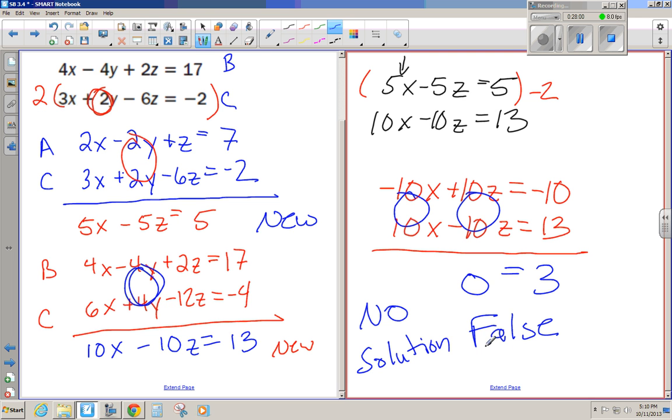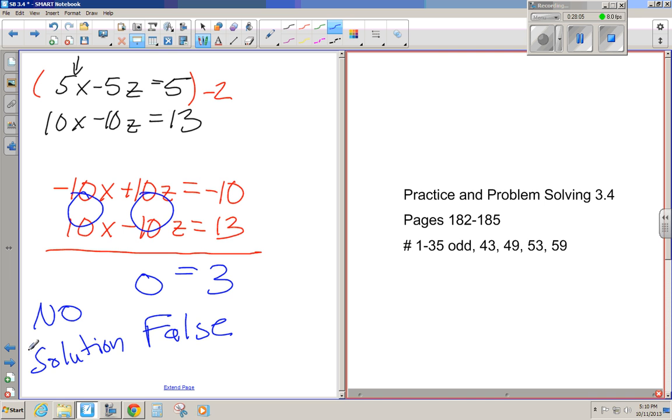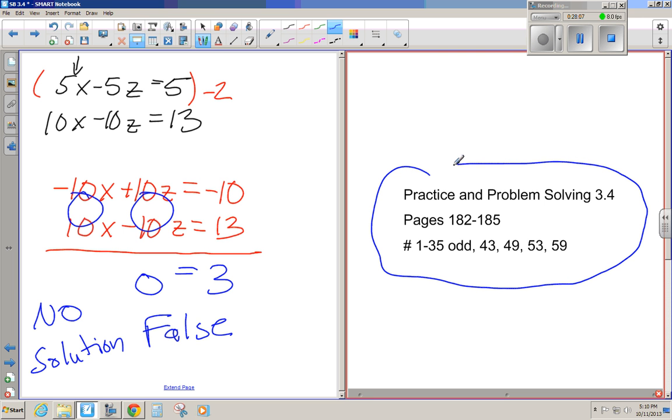So you say no solution. All right, so we're going to try to do a lot of examples in class. These will be the problems that we try to do, but you need to make sure you try to do your guided practices. Good luck.